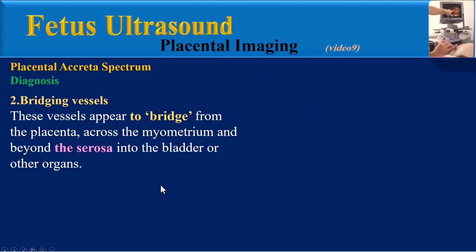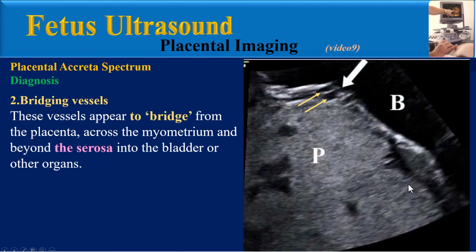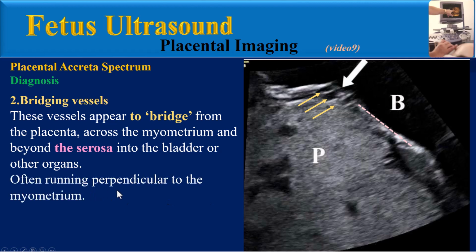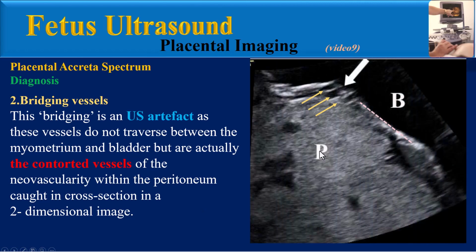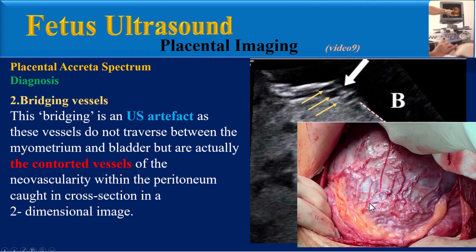Bridging vessels. These vessels appear to bridge from the placenta across the myometrium and beyond the serosa into the bladder or other organs, often running perpendicular to the myometrium. This bridging is an ultrasound artifact, as these vessels do not traverse between the myometrium and bladder but are actually the contorted vessels of the neovascularity within the peritoneum cut in cross-section in a two-dimensional image.